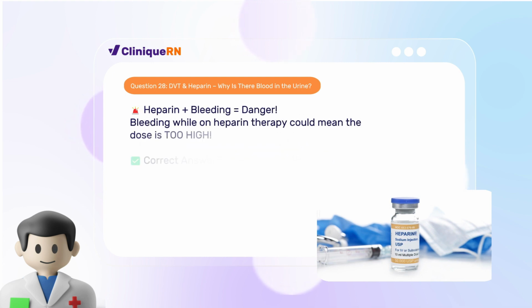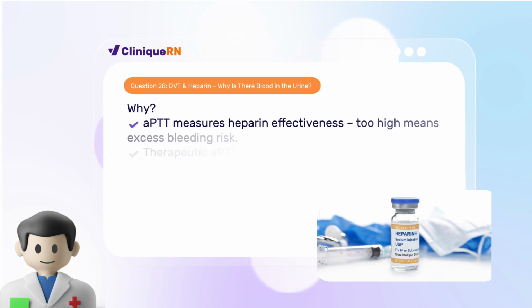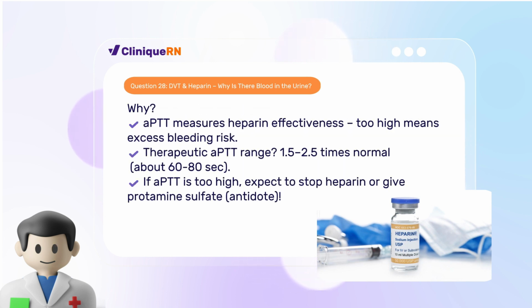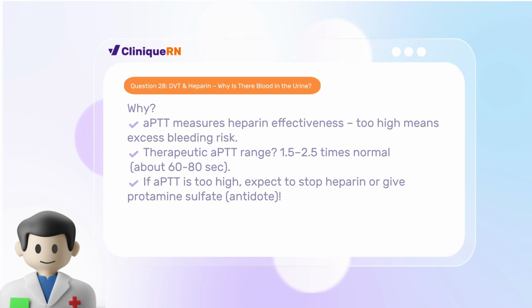Heparin plus bleeding equals danger. Bleeding while on heparin therapy could mean the dose is too high. Correct answer. B. Check the client's APTT level. Why? APTT measures heparin effectiveness. Too high means excess bleeding risk. Therapeutic APTT range, 1.5 to 2.5 times normal, about 60 to 80 seconds. If APTT is too high, expect to stop heparin or give protamine sulfate, the antidote.